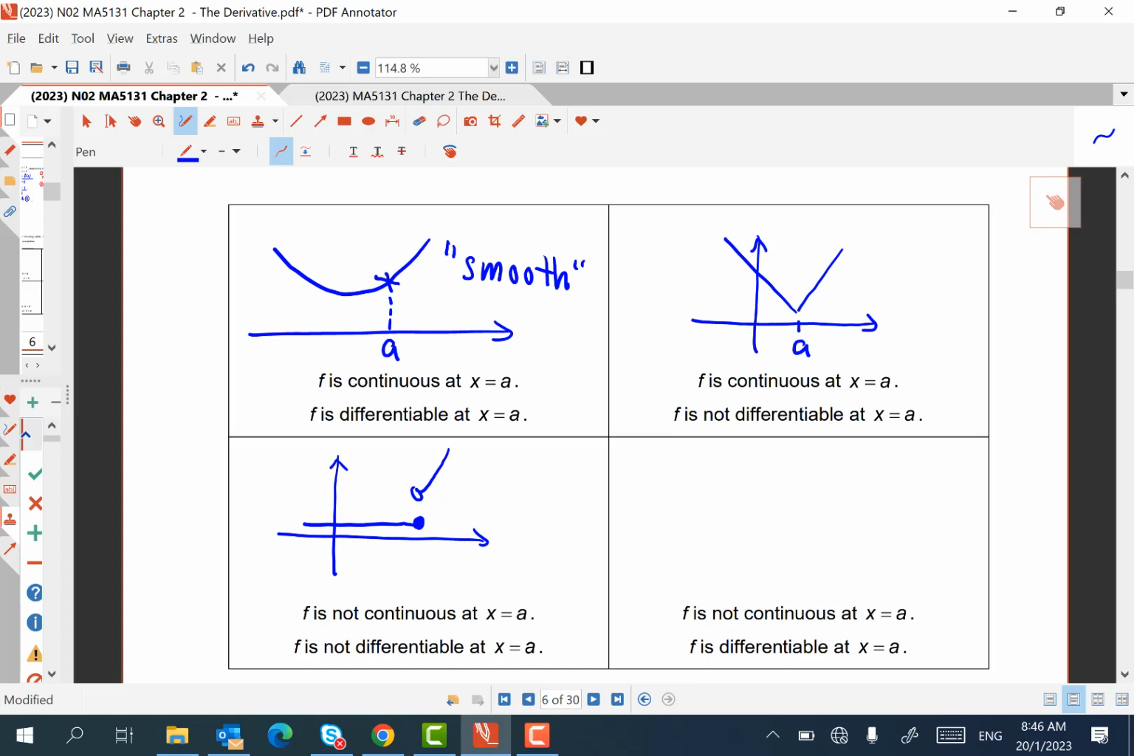Okay, Kurtis, tell me how do you draw such a graph? Okay, let's have Kurtis come to the board and draw for me the fourth one. Come, Kurtis.